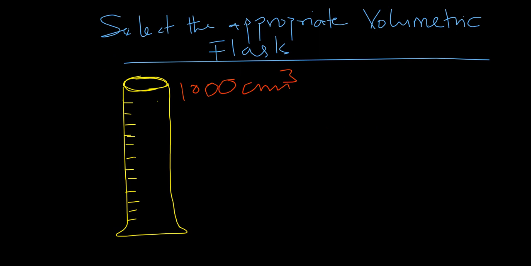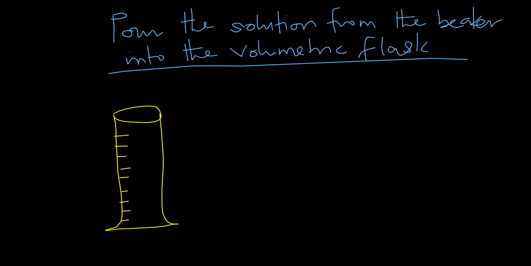So we are done with getting this volumetric flask. We selected a 1,000 cm³ volumetric flask. What do we do next? So let's quickly move on to the next stage. Now we are going to pour the solution from the beaker. Remember, we formed the solution in the beaker from distilled water and the 20 grams of sodium hydroxide. So this is the part where we pour that solution into this volumetric flask.